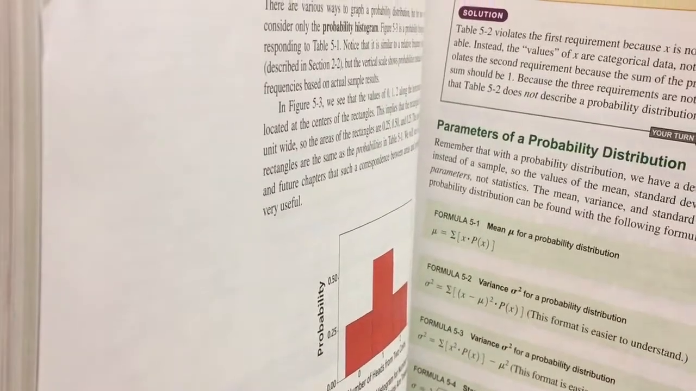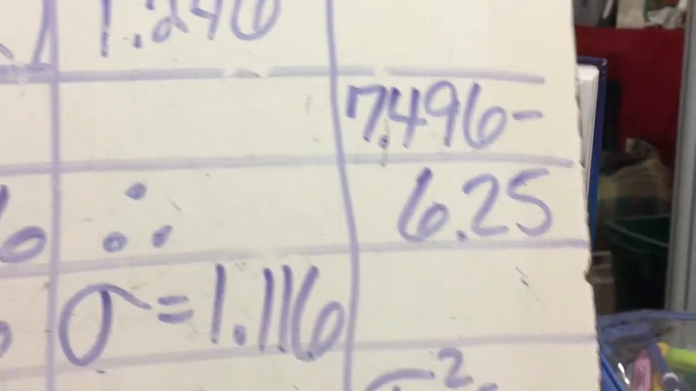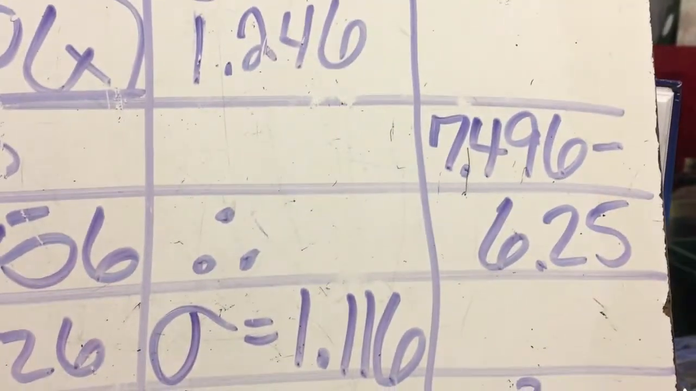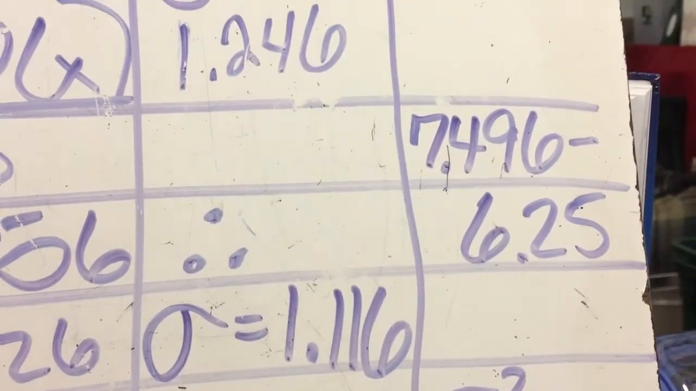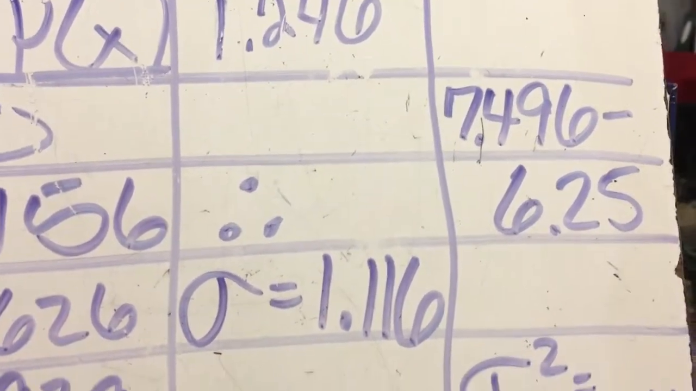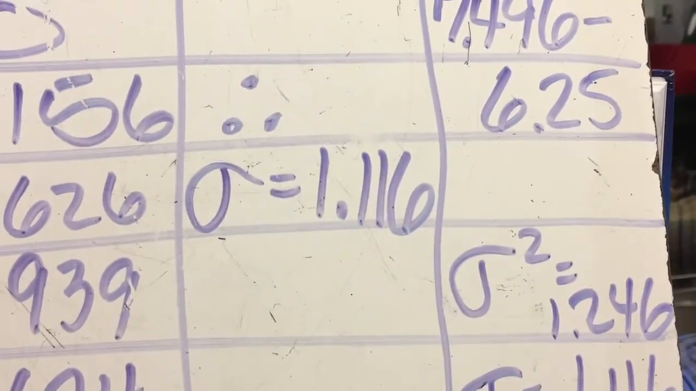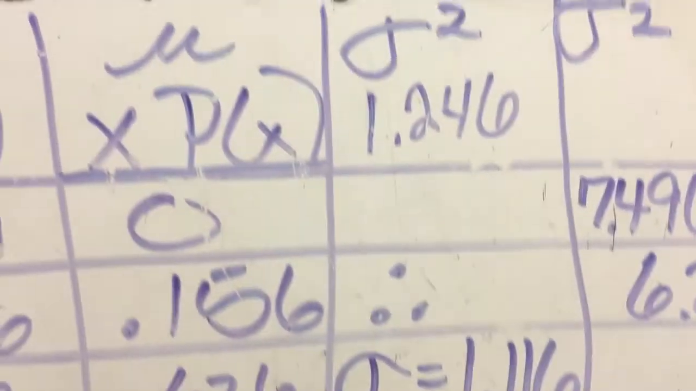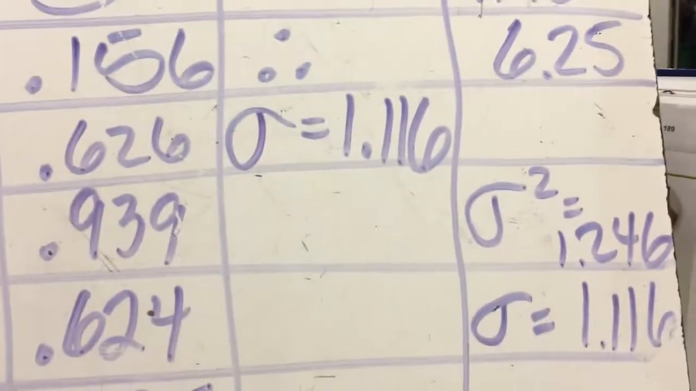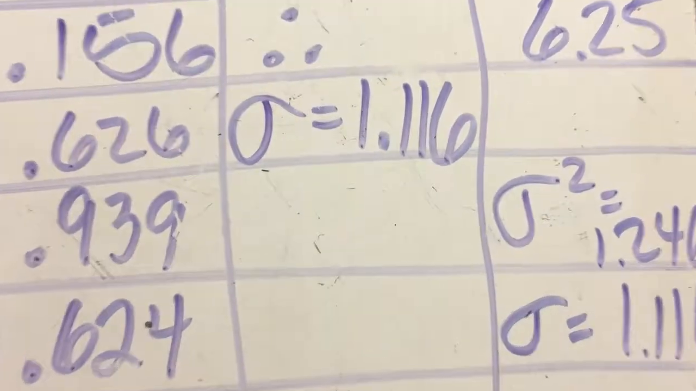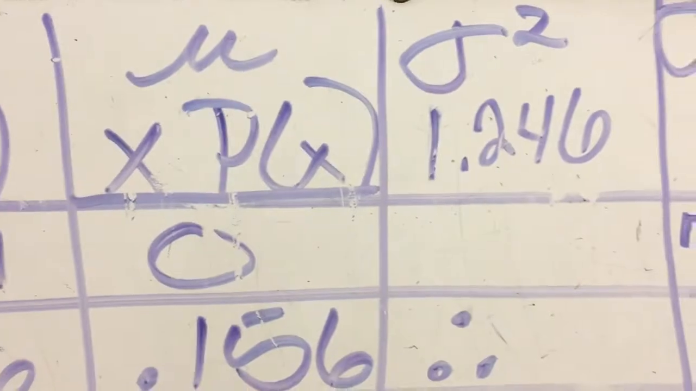And here's my board again, juggling everything. 7.496 minus mean squared. And remember, the mean was 2.5, so mean squared is 6.25. When I subtract that, I get the variance is 1.246, which is exactly what I had before using the other formula. I took the square root of that, got 1.116, just like I did before. And I verified to myself that the two equations are indeed identical.